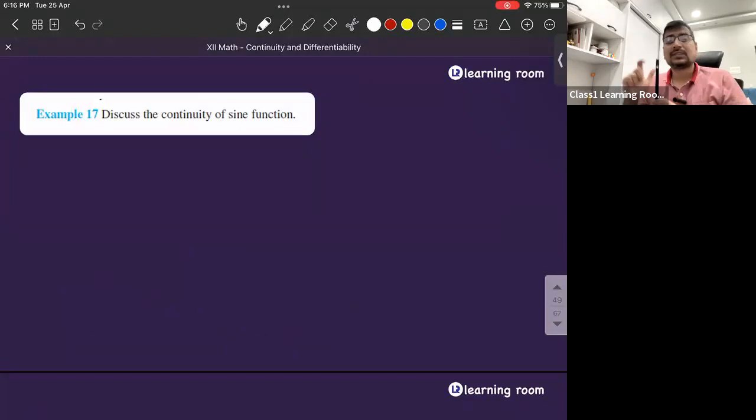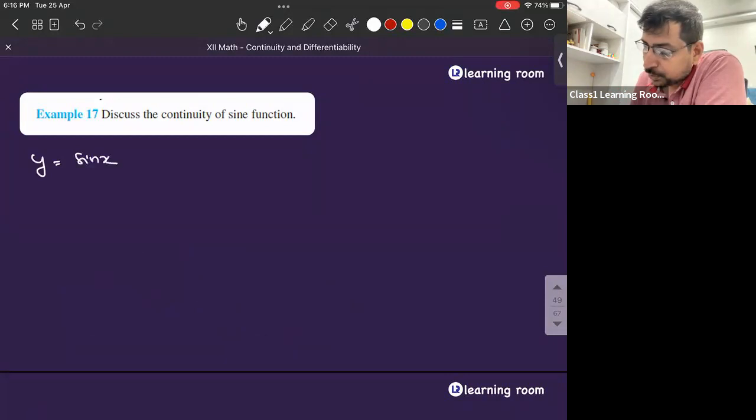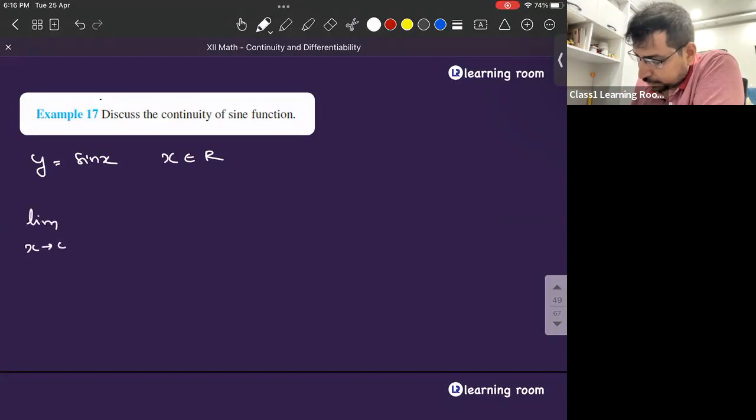Discuss the continuity of sin x. So the function is y is equal to sin x. And what is going to be the domain? x belongs to R. So what can you say? Limit x tends to c, f of x, that is sin x, is equal to sin c.